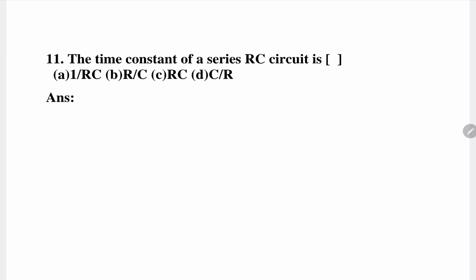Next, the time constant of an RC series circuit. The time constant of an RC series circuit is R into C. Tau is equal to R into C.